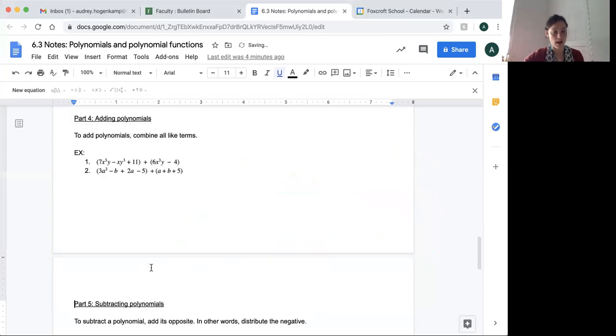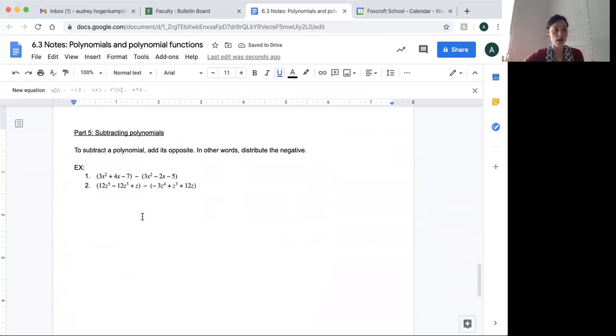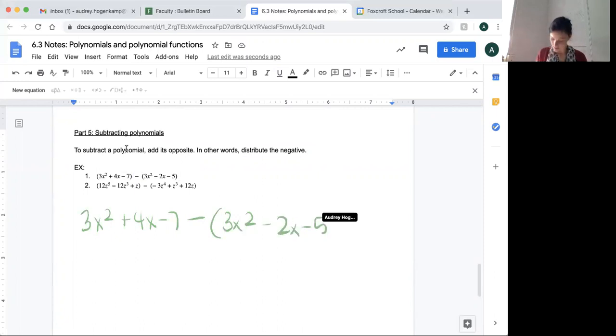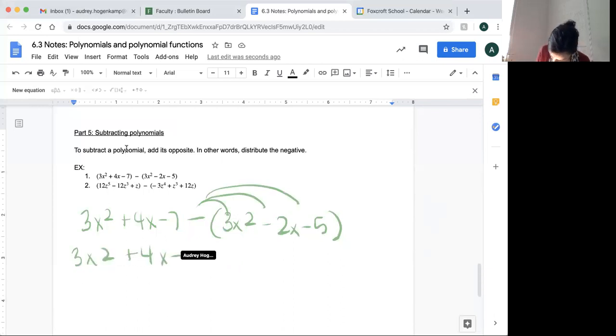And then briefly, part 5, subtracting polynomials. To subtract a polynomial, add its opposite. So in other words, distribute the negative or the minus sign. So number 1, we have 3x squared plus 4x minus 7 minus 3x squared minus 2x minus 5. To subtract polynomials, we're going to distribute this negative. So we're going to get 3x squared plus 4x minus 7 minus 3x squared plus 2x plus 5.